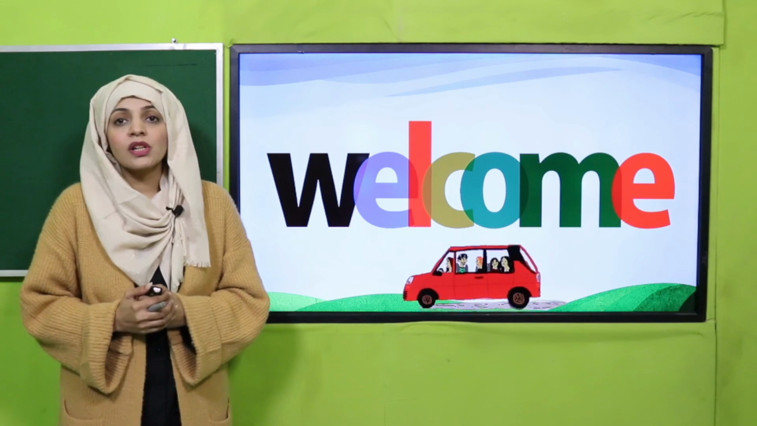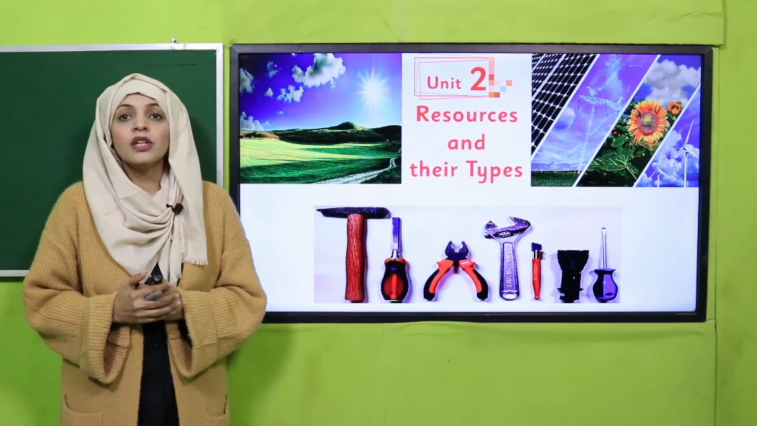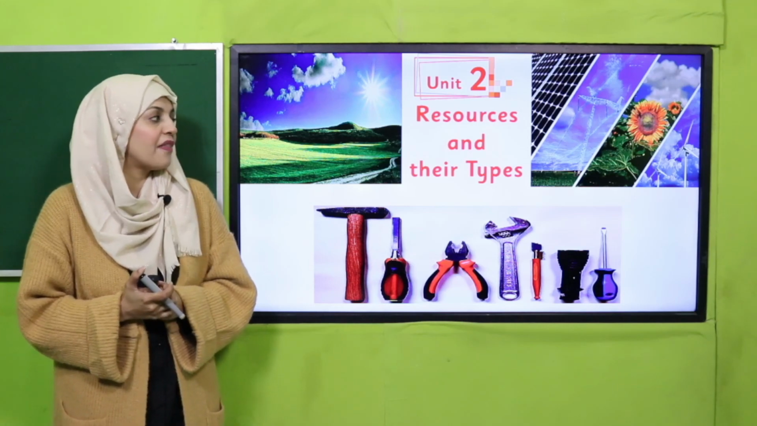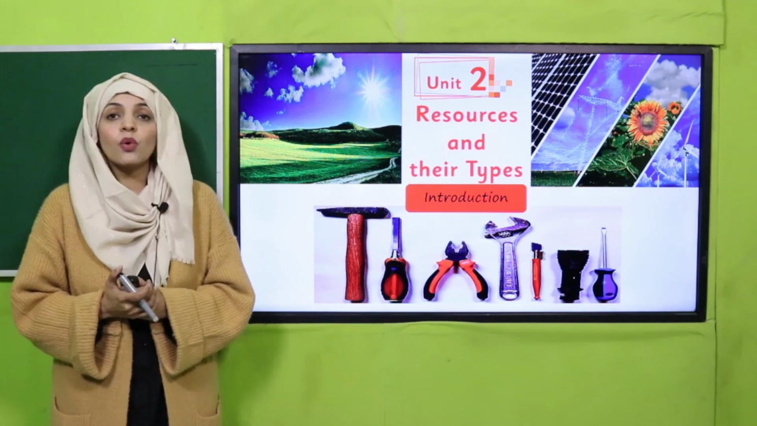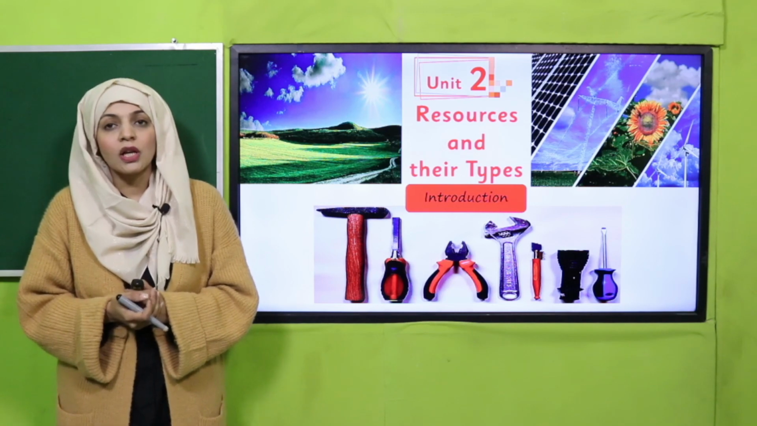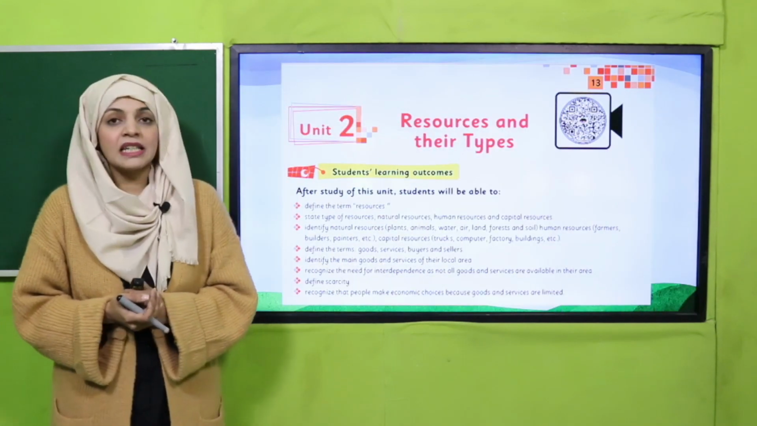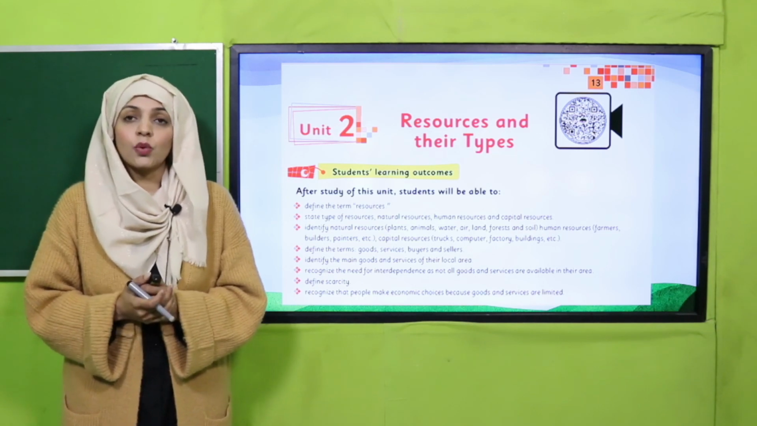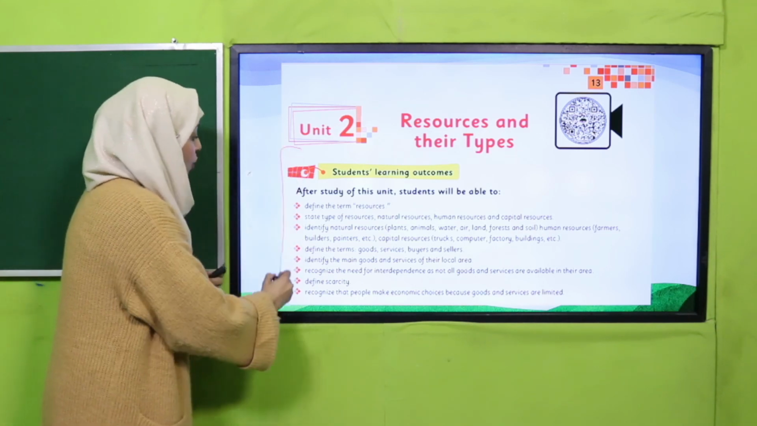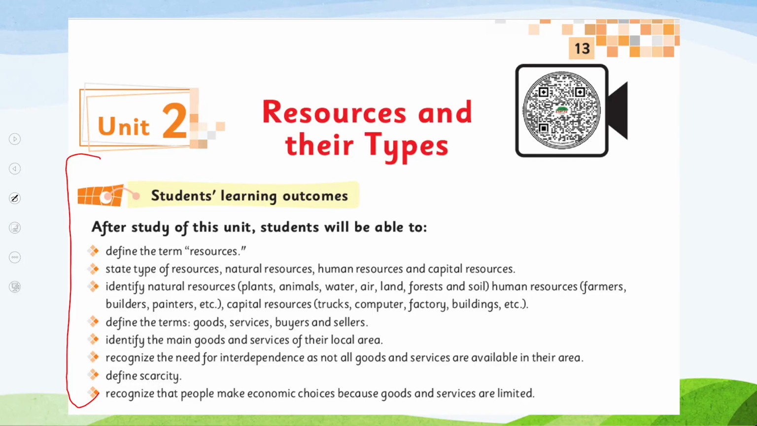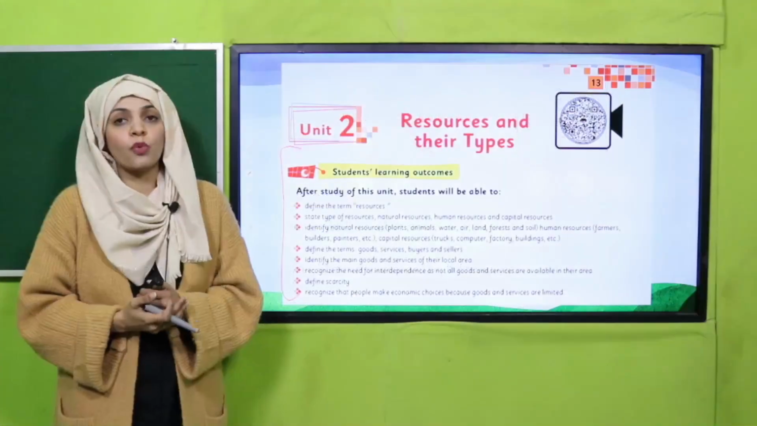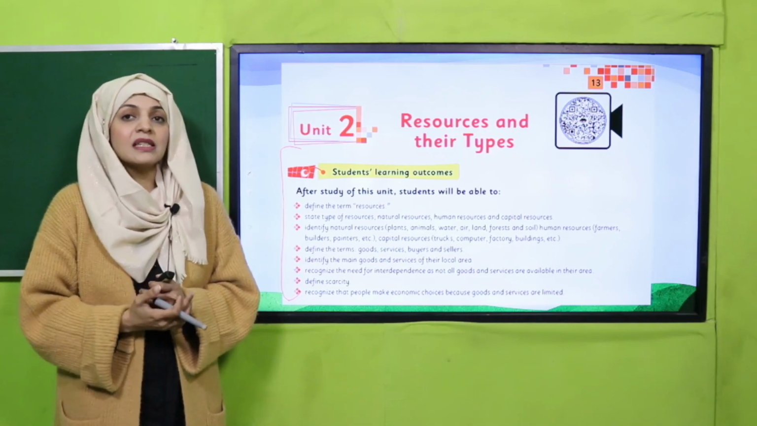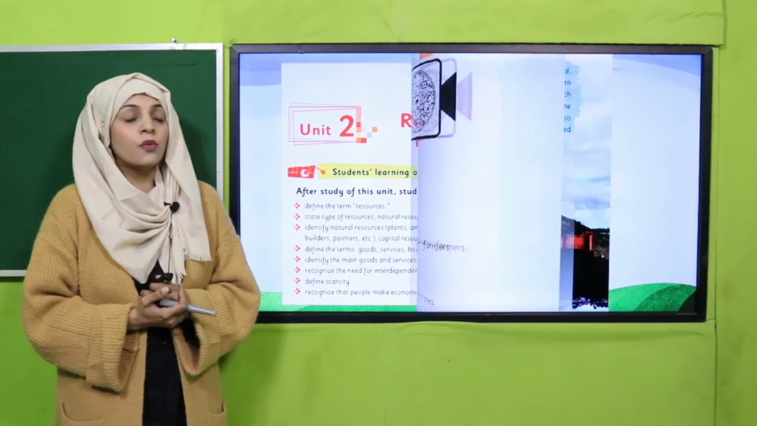My dear students, as you know, we are on unit number 2, and the name of our unit is Resources and Their Types. And today I will give you a complete introduction of this unit. On page number 13, there are student learning outcomes, which are for the parents and the teachers to understand that by the end of this unit, all the students will be able to understand and cover these objectives. One by one, we will discuss these objectives with the reading pages.